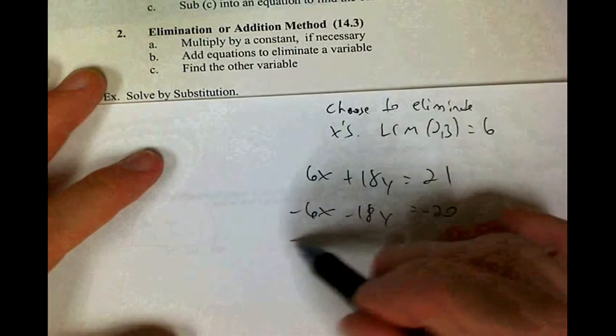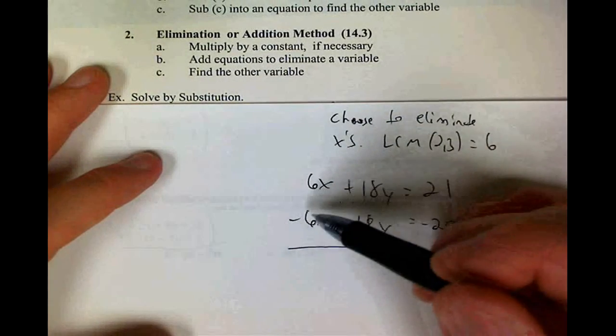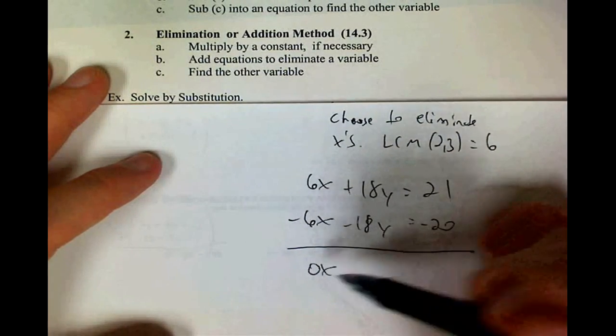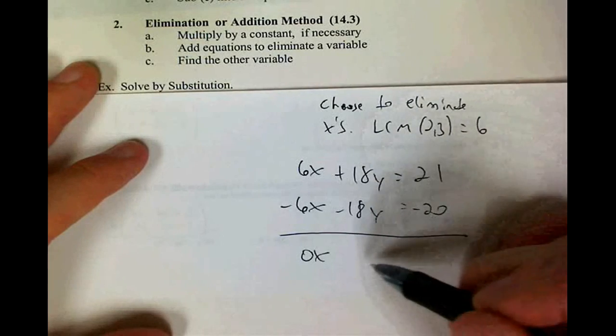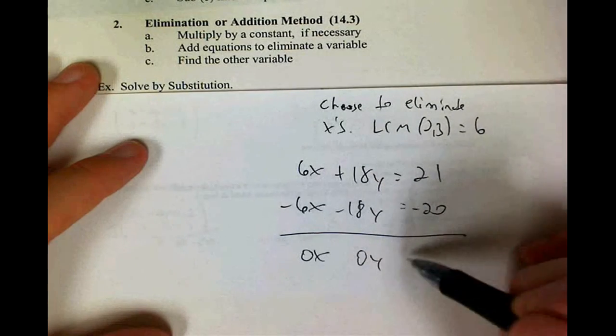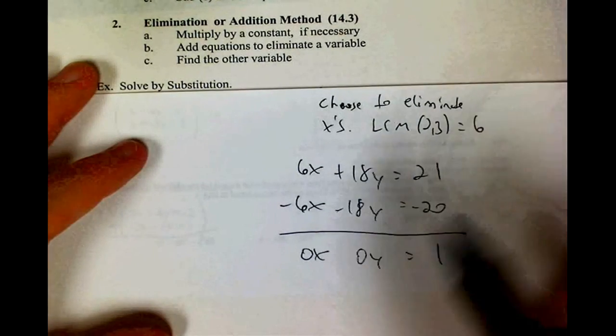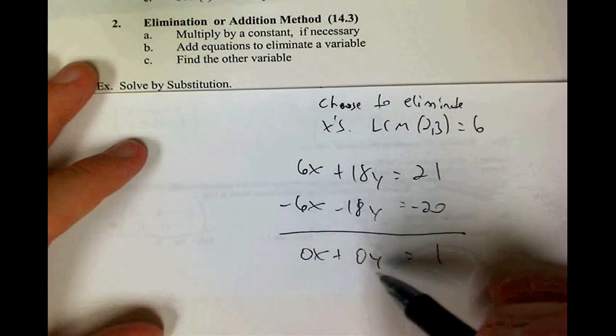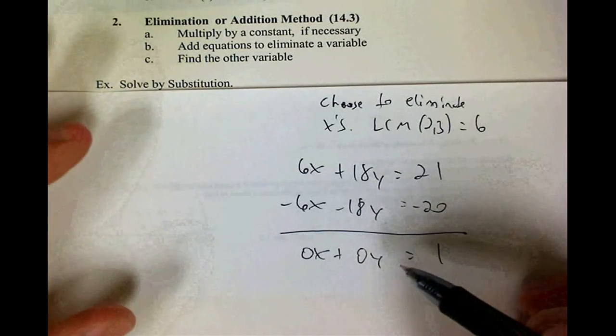Now we're going to add. 6x plus negative 6x is 0x. 18y minus 18y is 0y. And then 21 minus 20 is 1. Now 0 times anything, 0 plus anything, plus another 0 is 0. In other words, a bunch of zeros over here.